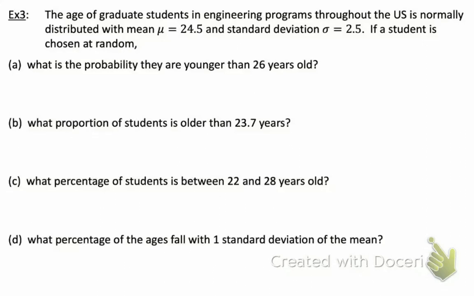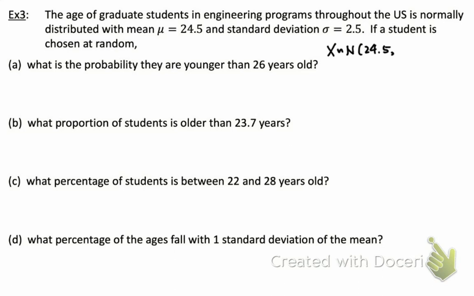Now let's look at a practice problem where we're just practicing using our graphing calculator. Example 3. The age of graduate students in engineering programs throughout the U.S. is normally distributed with a mean of 24.5 and a standard deviation of 2.5. If a student is chosen at random, then let's calculate a bunch of probabilities.